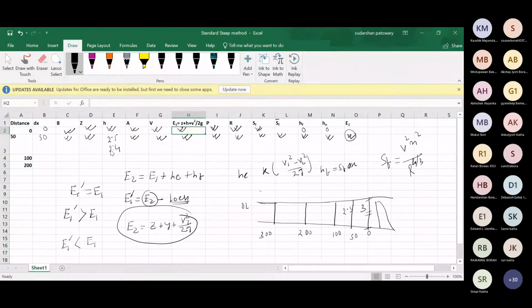And this method you can also apply in the non-prismatic scenario. So suppose in the exam your problem is widening, that means non-prismatic, then you have to apply this method only. Clear? Is this method clear to you? Yes, sir. So next we will move to the graphical representation of the numerical method.